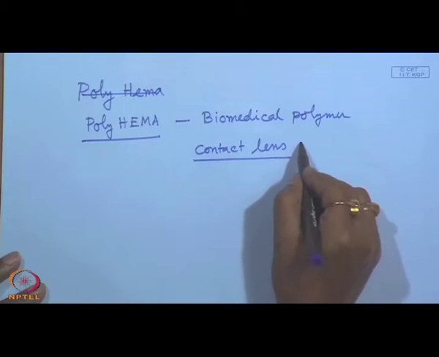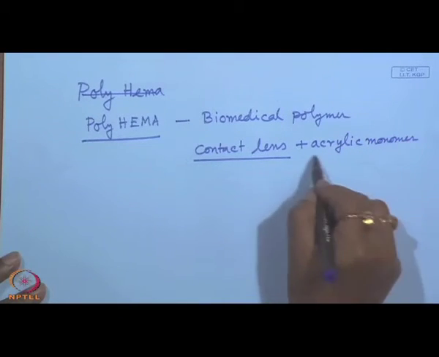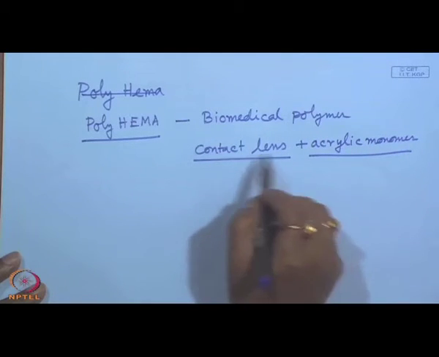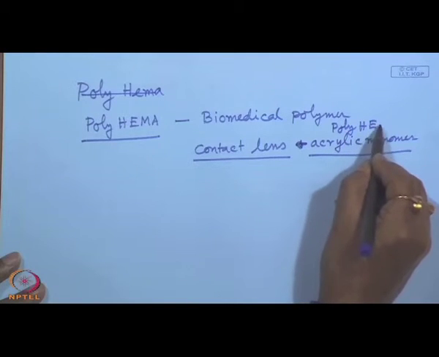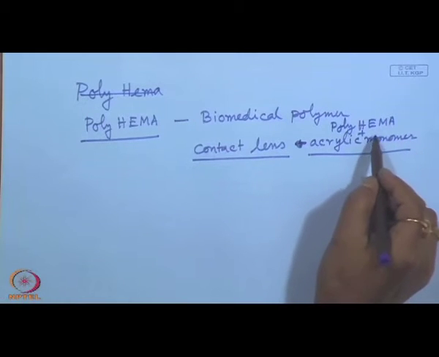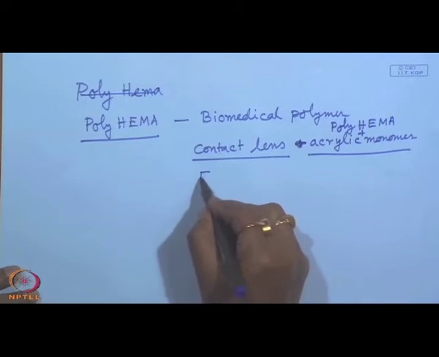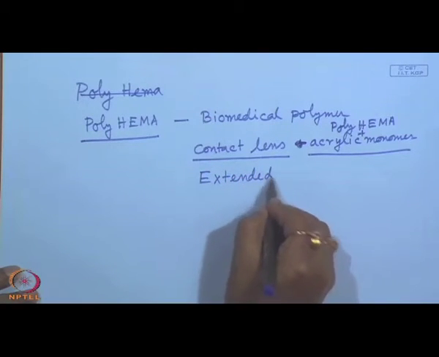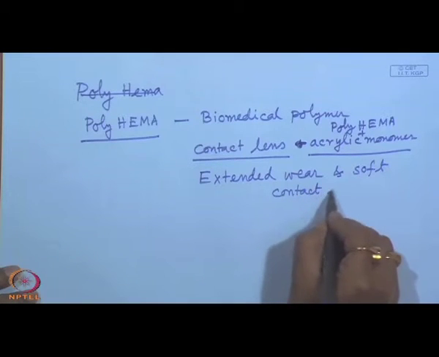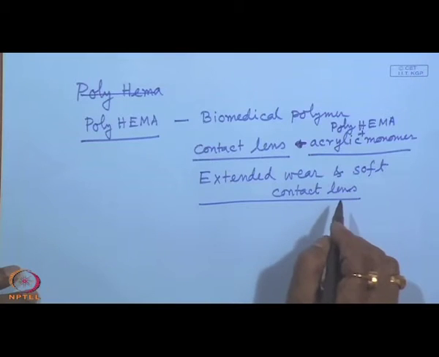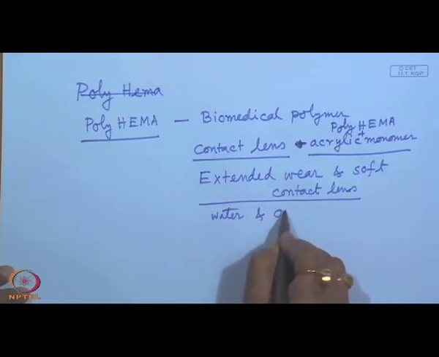Along with other acrylic monomer. So, a copolymer of some other acrylic monomer and this polyHEMA, a copolymer of hydroxyethyl methacrylate and acrylic monomer, forms good contact lens, which can be extended wear and soft contact lens, which provides the facility of water and oxygen permeability.